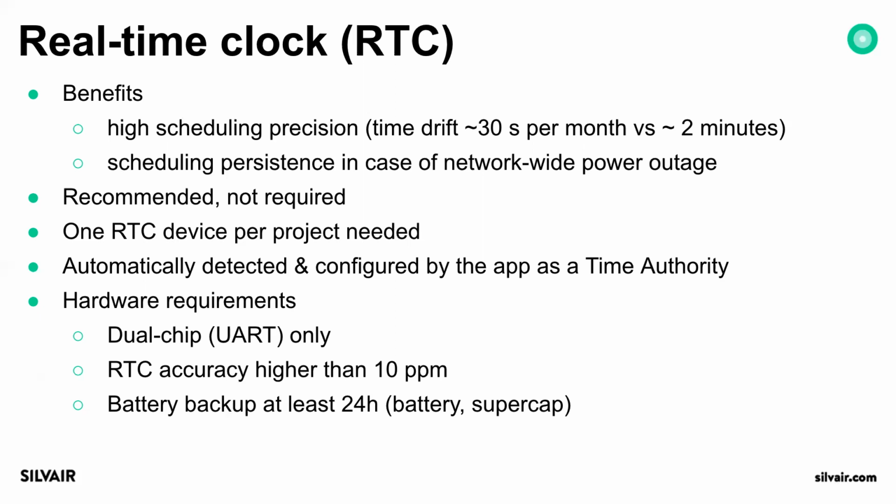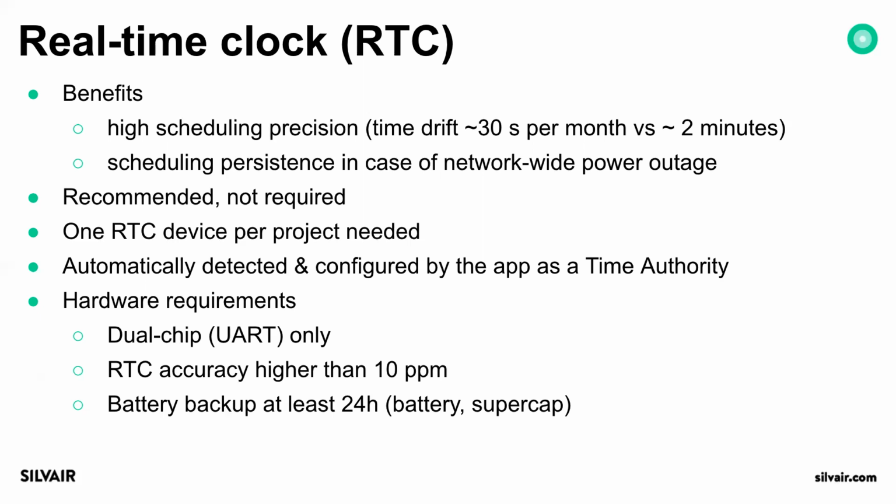The second benefit of having a real-time clock device is the persistence of scheduling in the case of a network-wide power outage. When we have a power failure at the level of the whole building or the whole network, the time can be maintained by the real-time clock during that time. Even if having a real-time clock is recommended by us, it is not required, so it is optional, and you can build your projects without real-time clock devices.